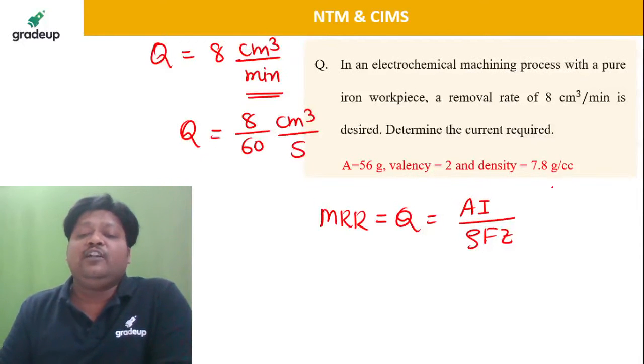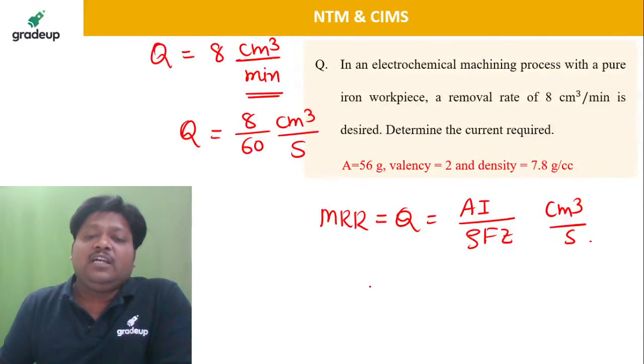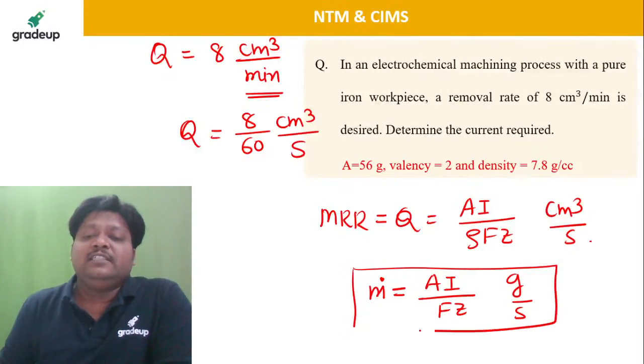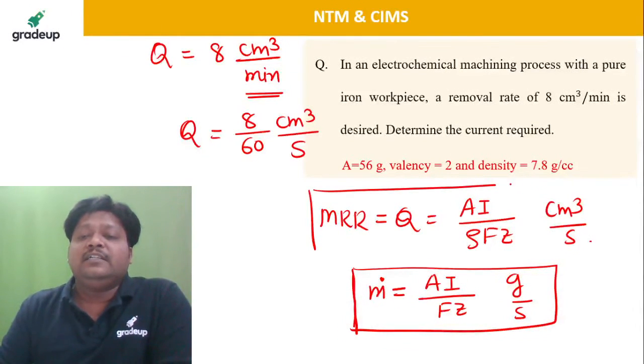It is not made up of any alloy. So it will be in centimeter cube per second, right? And dear students, many times they will also ask for the M dot, the mass flow rate, which is given as AI divided by Fz, in grams per second. This is the mass flow rate and this is the material removal rate, dear students.